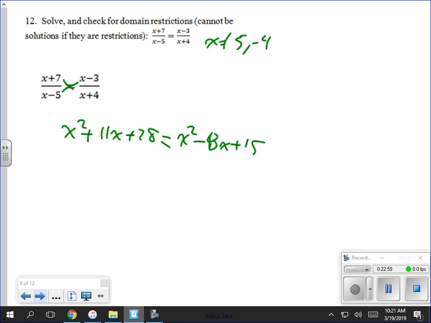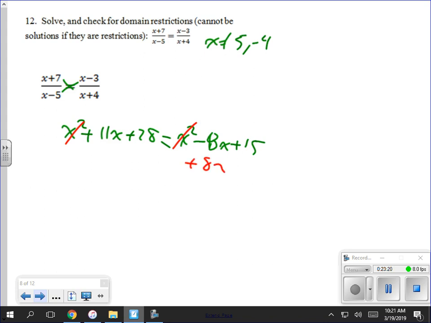Now, here's the cool thing: I have x squared on this side and x squared on that side. They cancel each other out. It's not 2x squared and 3x squared or something like that. It's just 1x squared and 1x squared. Same amount on each side. If I subtract x squared from each side, they're gone. Now I just solve that equation for x.